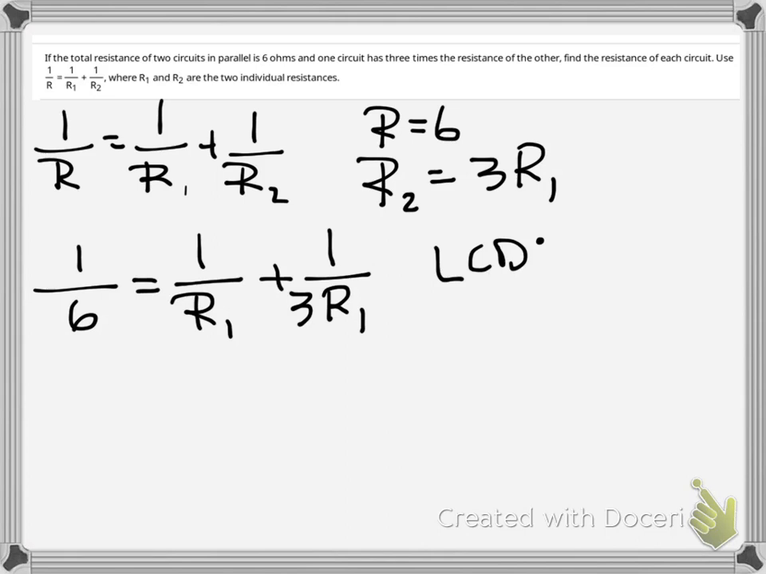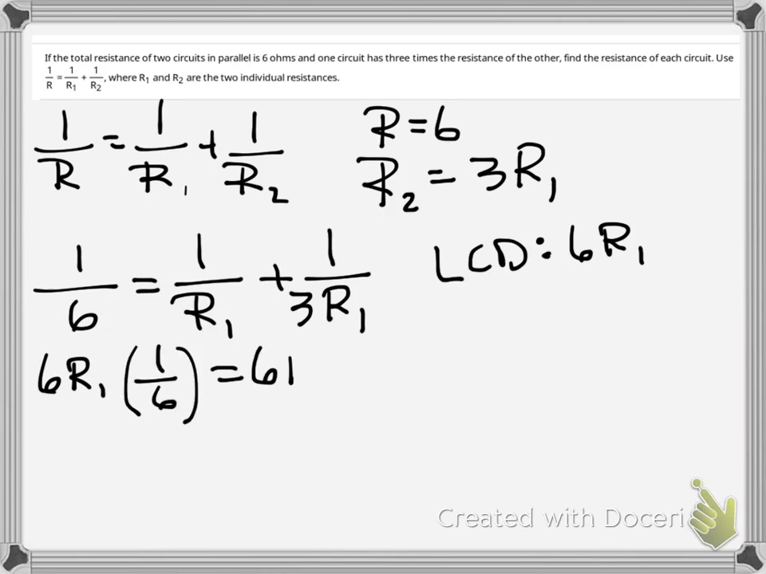When I'm working with equations that have rational expressions in them, I like to remove all of the fractions, and the way you can go about doing that is just multiplying both sides of the equation by the least common denominator. In this case, the least common denominator is 6 times R sub 1. So I multiply the left side by the least common denominator, and I multiply the right side by the least common denominator.